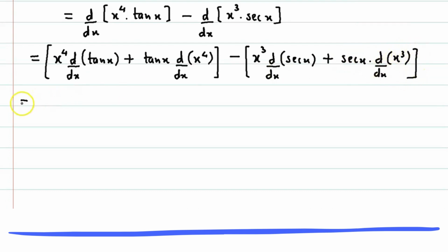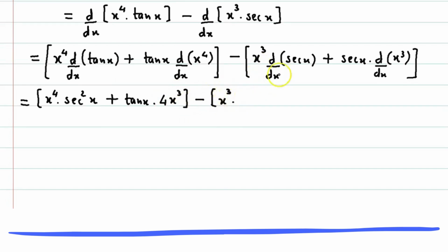And now we get, now derivative of tan x is sec²x. So we have x raised to 4 into sec²x plus tan x into derivative of x raised to 4 is 4x cube, minus, and in the second bracket we have x cube into derivative of sec x is sec x into tan x, plus sec x into, now derivative of x cube is 3x square.